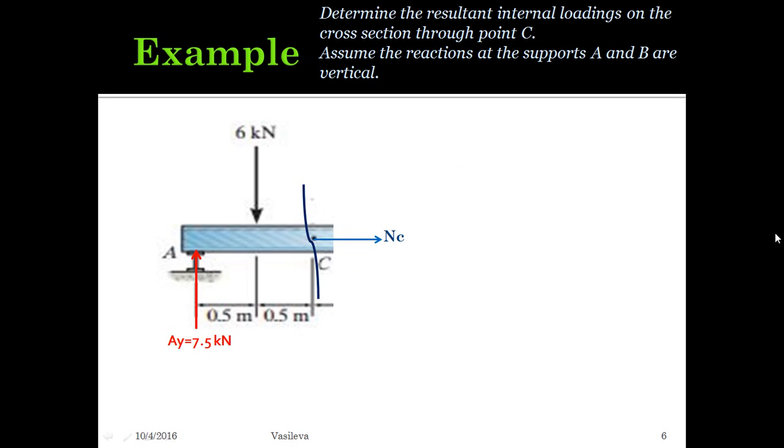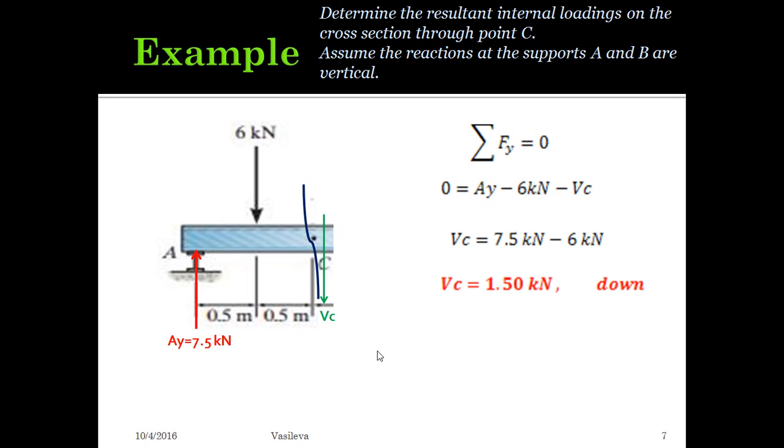So first I solve for NC. Because there's no other X force or X component, we know that NC is just equal to 0. Then I solve for VC. So I write the sum of the forces in the Y direction. I have positive AY minus 6 minus VC. So I get VC equals 1.5 kilonewtons. Because it's positive, it means the way that I drew VC originally is correct. So VC is 1.5 kilonewtons pointing downward.